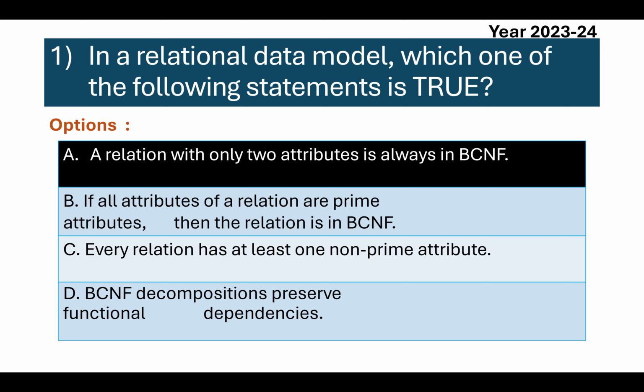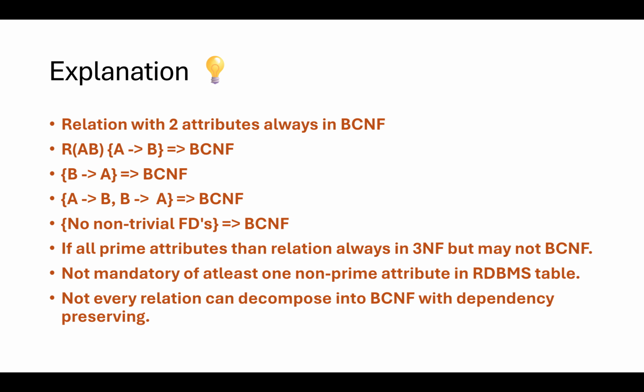So we can see the first option is a relation with only two attributes is always BCNF. If all the attributes of a relation are prime attributes, then the relation is BCNF. Third is every relation has at least one non-prime attribute. And fourth, BCNF decompositions preserve functional dependencies. So the correct option is the relations with two attributes are always BCNF. So here is the explanation in detail.